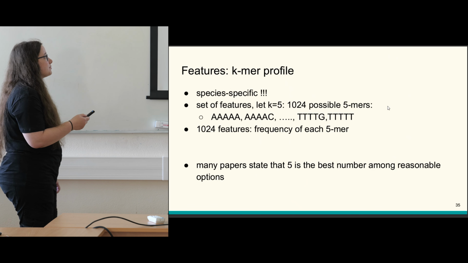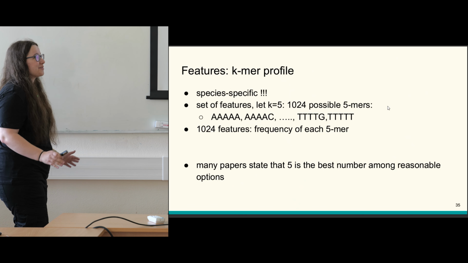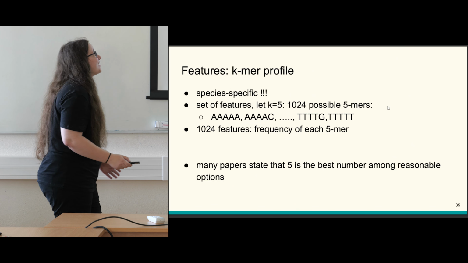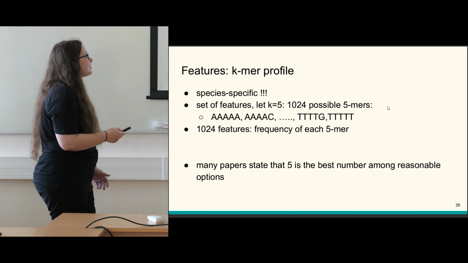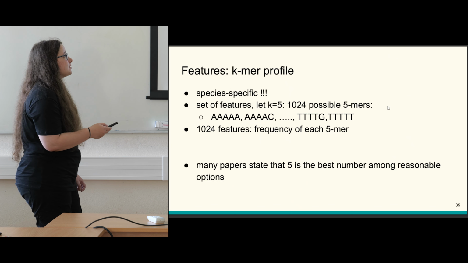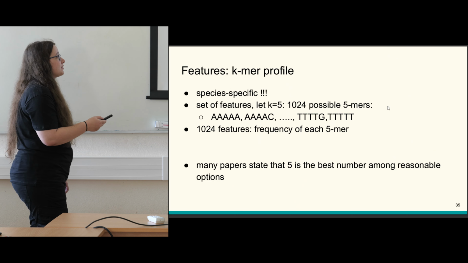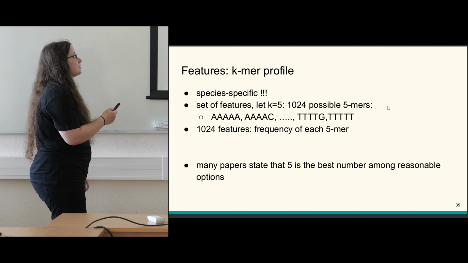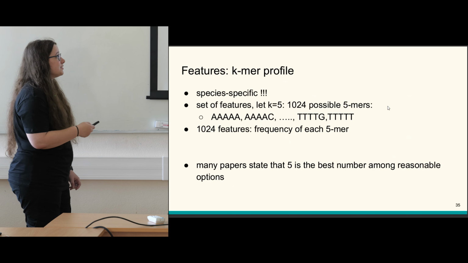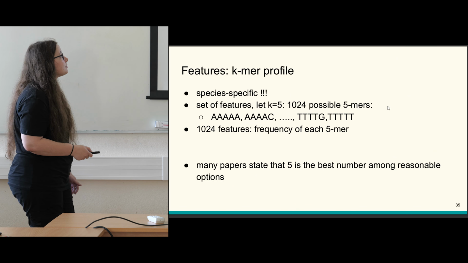We choose the number 5 because many papers state that 5 is the best number among reasonable options for some reason. And for k equals 5, we get 1024 possible 5-mers over our alphabet of 4 letters, which yields 1024 possible features, each being a frequency of one 5-mer.